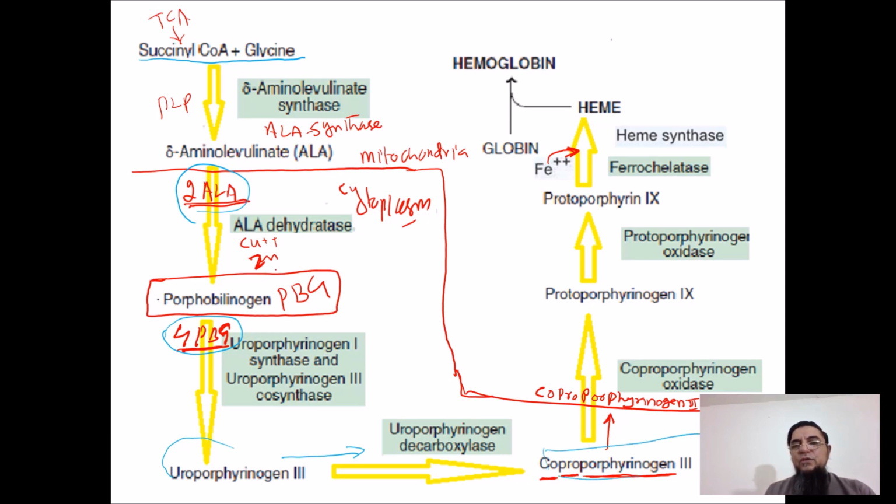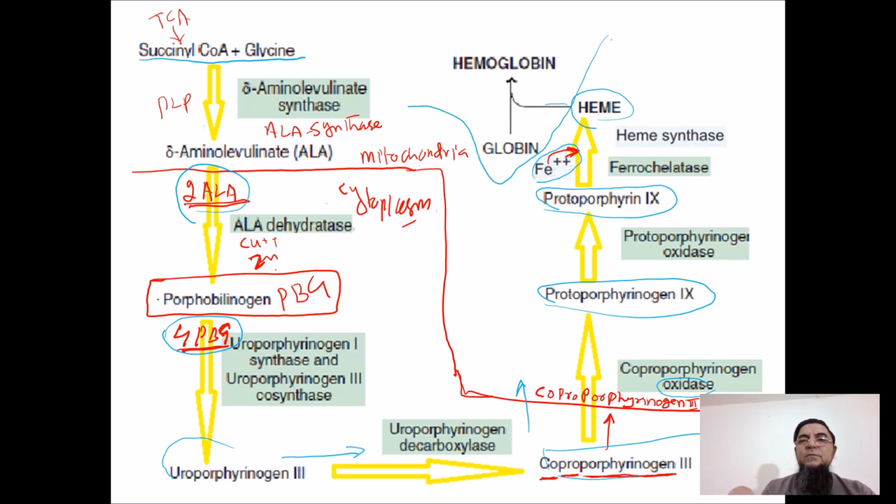Then coproporphyrinogen 3 will enter into the mitochondria again, and in the mitochondria it will be acted on by the oxidase enzyme and then convert into protoporphyrinogen 9. Then protoporphyrinogen 9 will be acted on by the oxidase enzyme, protoporphyrinogen oxidase, and is converted into protoporphyrin 9. Then protoporphyrin 9 condenses with the iron molecule, and under the control of heme synthase, or ferrochelatase enzyme, is converted into heme. Then heme comes out from the mitochondria into the cytoplasm. It condenses with the globin molecule and makes hemoglobin.